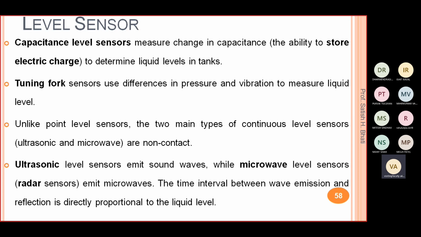Then the tuning fork is also one kind of level sensor that uses the difference in the presence and the vibration to measure the liquid level. So different sensors use different phenomena or different principles for working. Then there are two other types of continuous level sensor.